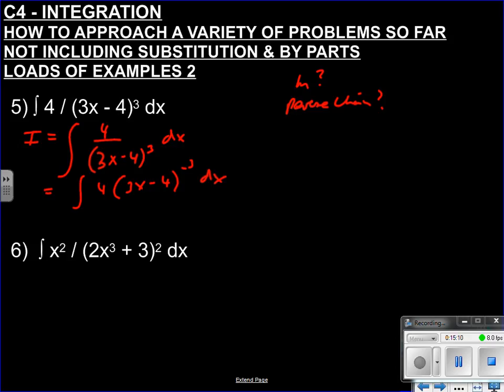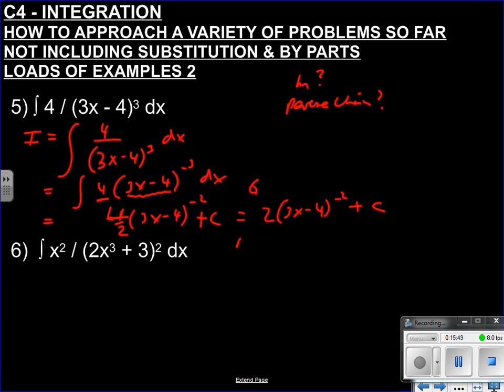You weren't bringing it up. Now you can look at this like a regular reverse chain rule problem. Is the differential of the inside out here? Yes, or in some form, because 3x would just go to 3. So immediately we are adding 1 to that power and dividing by the new power. And the 4 is still present, so we've got 4 over 2 there, plus c, remember? So at the moment, I've got 2 over (3x take 4) squared, minus 2, plus c.